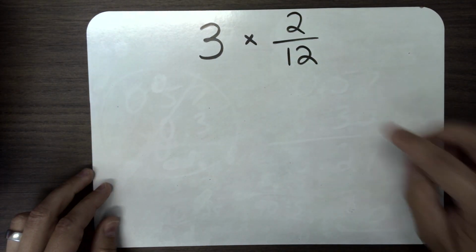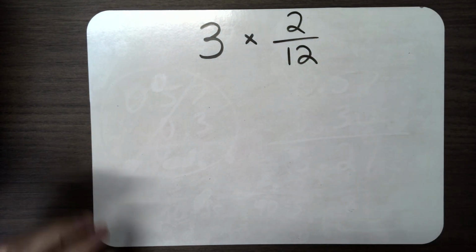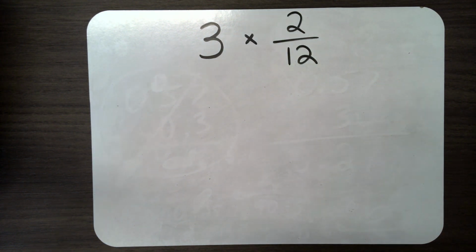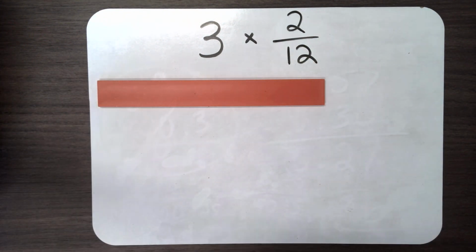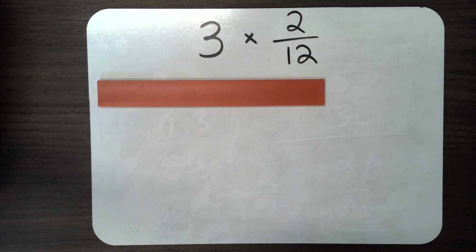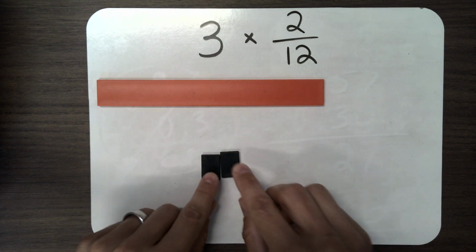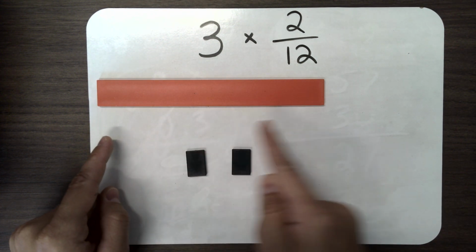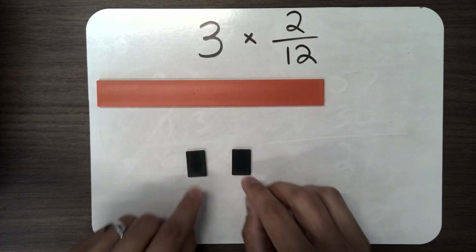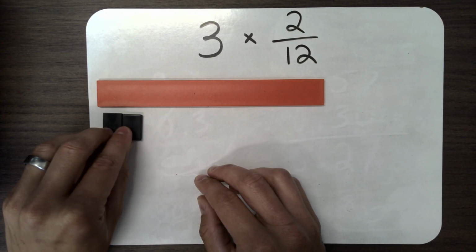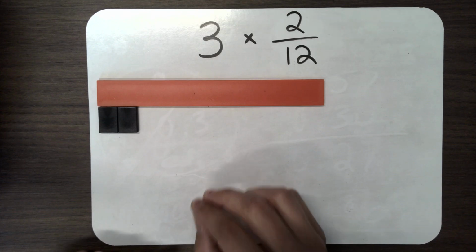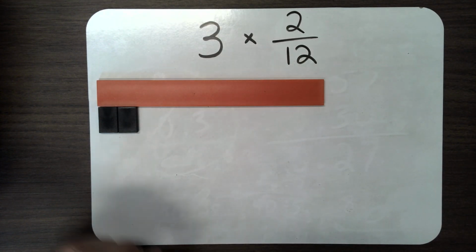Then we'll look at one more example where we don't have a unit fraction, so we just don't have 1 as the numerator. I'll show a length model. Again, we have 3 groups that have a size of 2/12. Each of these black pieces, it would take 12 of these to make up the length of that whole. So this is one group that has a length or a size of 2/12.